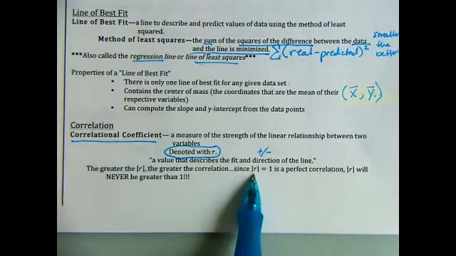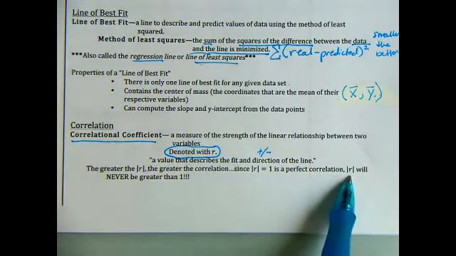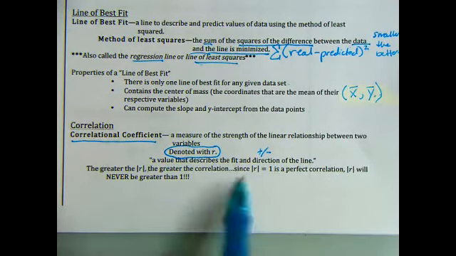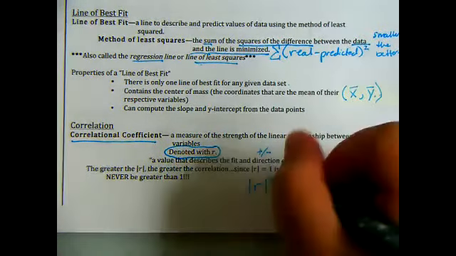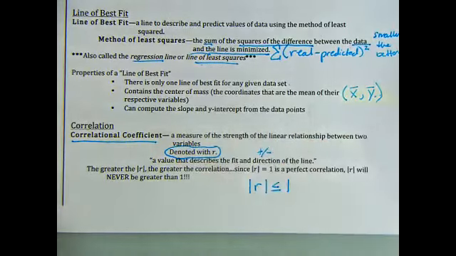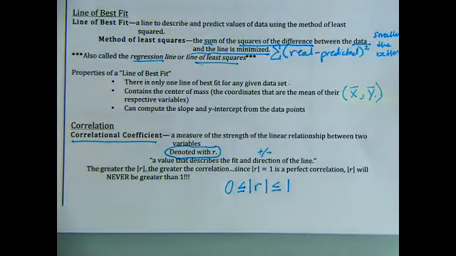Okay, since the absolute value of R equals 1 is a perfect correlation, the absolute value of R will never be greater than 1. Okay, AKA the absolute value of R is going to be less than or equal to 1 and greater than or equal to 0. Okay, so just a little review from the previous lesson there.